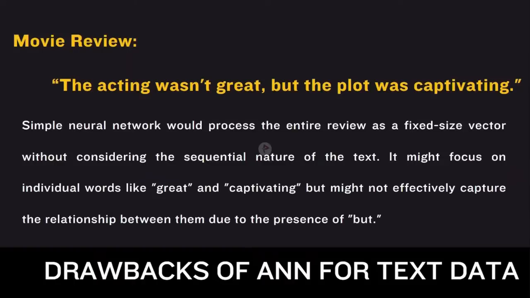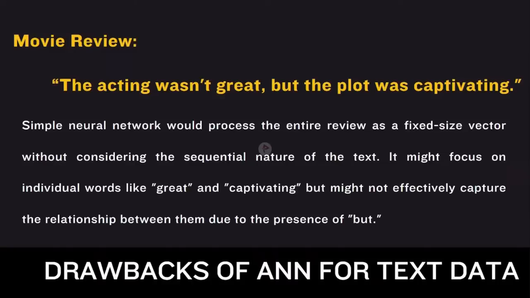So if we try to create a positive or negative review classifier in this scenario, a simple artificial neural network would process the entire review as a fixed size vector without considering the sequential nature of the text. It might focus on individual words like great and captivating, but not effectively capture the relationship between them, due to the presence of but, right? It can go either way. The review can be classified as negative just because we have wasn't great, but the word but is giving you a different meaning here, telling that it's okay, kind of a medium or positive review.